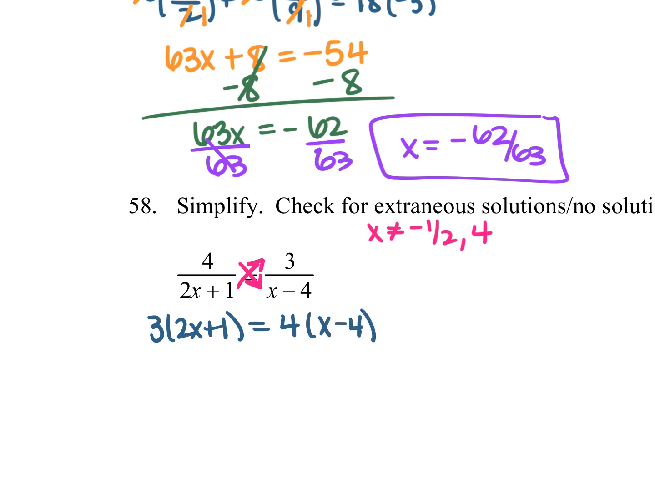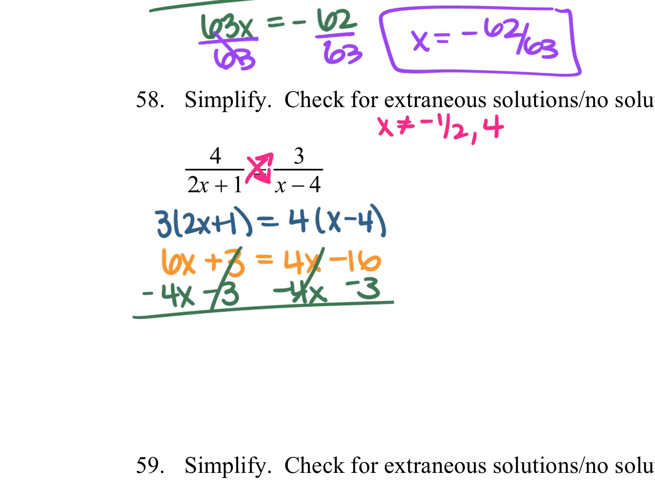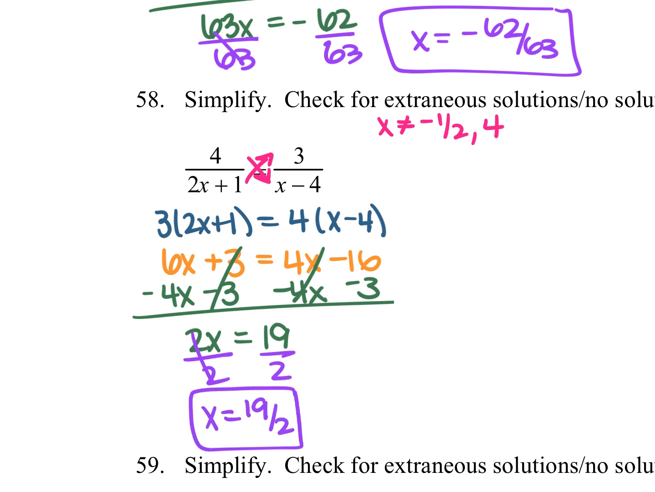Distribute your 3 in, distribute your 4 in. That's 6x plus 3 is equal to 4x minus 16. I'm going to move my 4x over by subtracting it from both sides. I'm also moving the 3 over by subtracting it from both sides. So that gives us 2x is equal to 19. Divide each side by 2. That's x is equal to 19 over 2. That is not negative 1/2, nor is it 4, so that's perfectly fine to have as our answer.